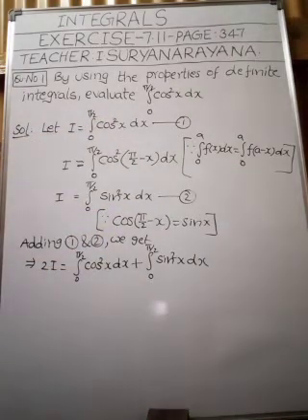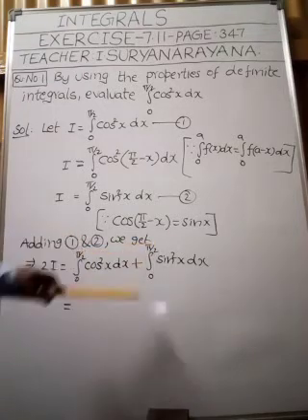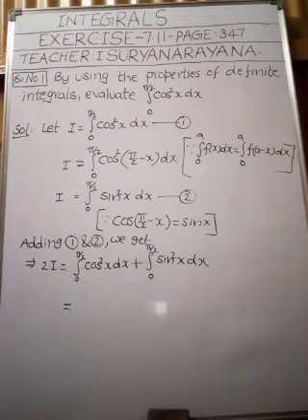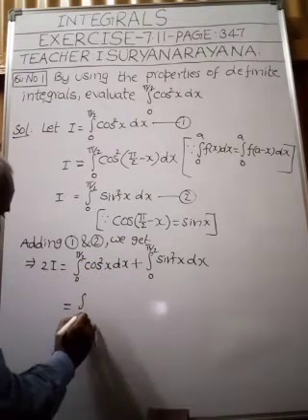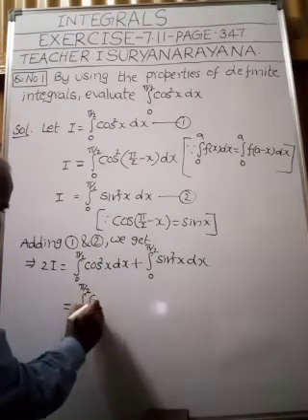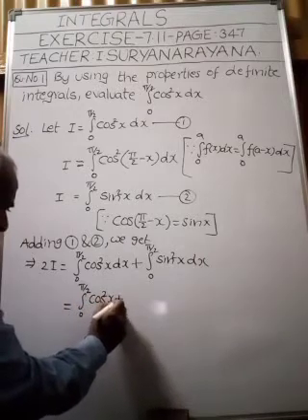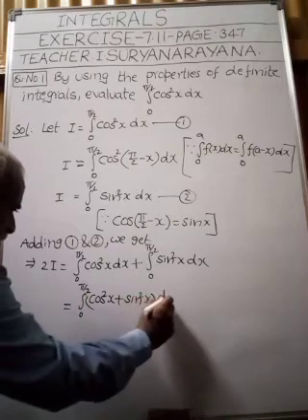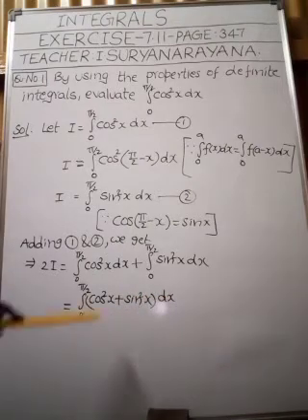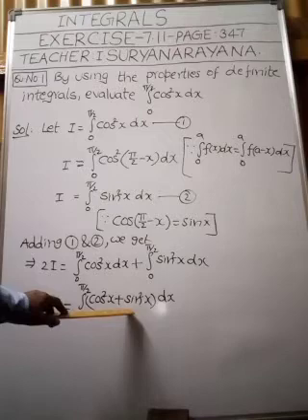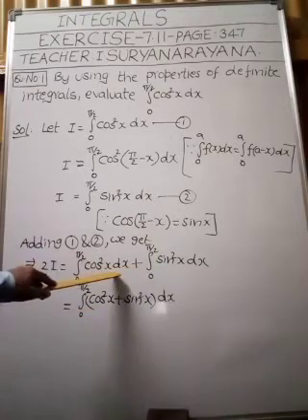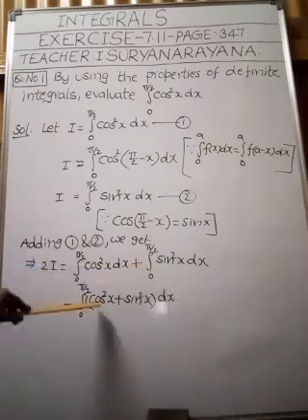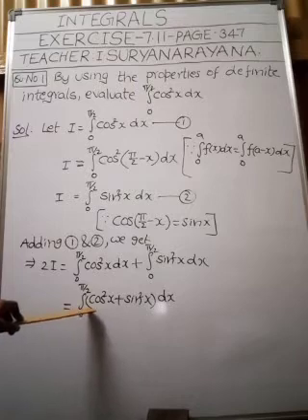Okay, my children, understood? Right. That is equal to, see these limits 0 to pi by 2, here also 0 to pi by 2. So we can write it as one function, integral 0 to pi by 2 of cos square x plus sin square x dx. Yes or no, my children? If this is given, we can split it into two terms. If two terms are written, we can write it as one function. Yes or no, my children?